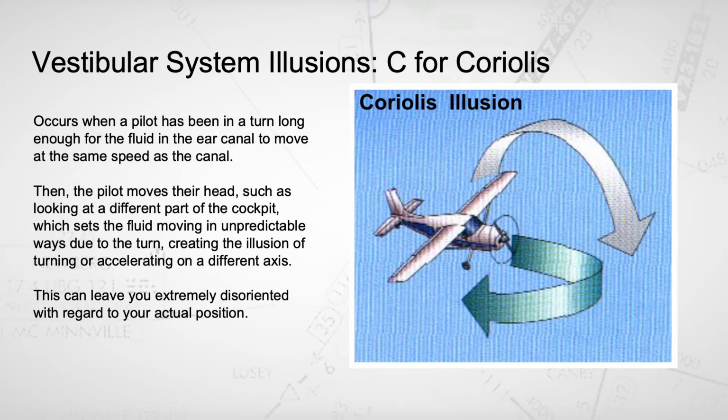The C in SLICES stands for Coriolis. Let's say you've stayed in a turn long enough for the fluid in its canals to stop moving, causing the hairs to return to neutral. Then you drop a pencil and abruptly reach down for it, moving your head as you do so. That causes the fluid to flow unpredictably as your head moves about a different axis from that of the turn. This can leave you extremely disoriented with regard to your actual position and lead you to want to recover from a maneuver that you're not actually engaged in. Avoiding head movements during turns will help you avoid this, and extra attention to the attitude indicator for a short time will usually settle things down.